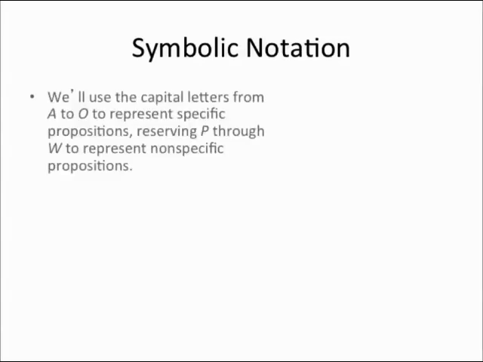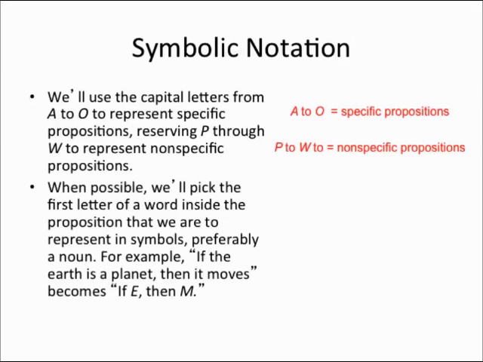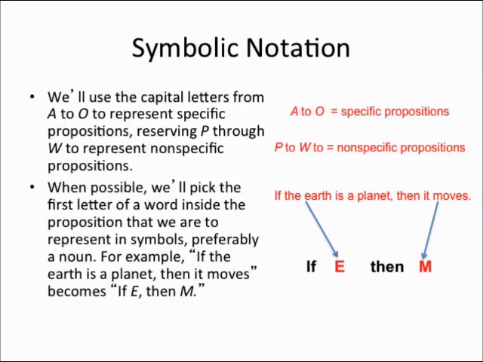For the most part, we'll be using symbolic notation to represent propositions, as you've just seen. We'll adopt a convention for our convenience. We'll use the capital letters A to O to represent specific propositions such as "this cat is gray," and the letters P to W to represent general propositions such as "Americans are well educated." Whenever possible, we use the first letter of a word, preferably a noun, inside the proposition as a cue for our symbol. For example, if the Earth is a planet, then it moves becomes if E, then M.